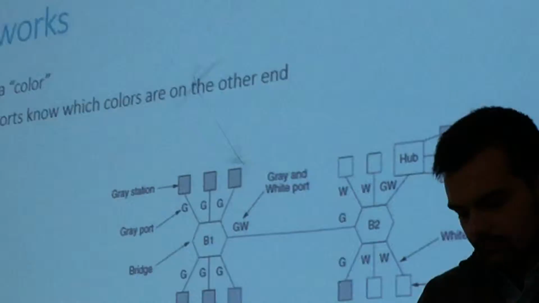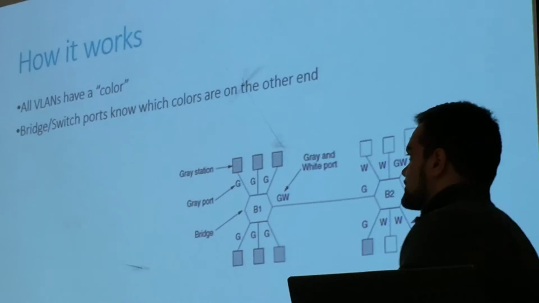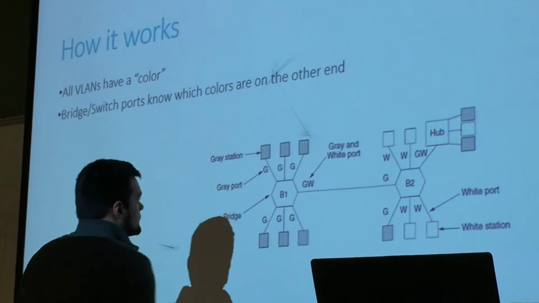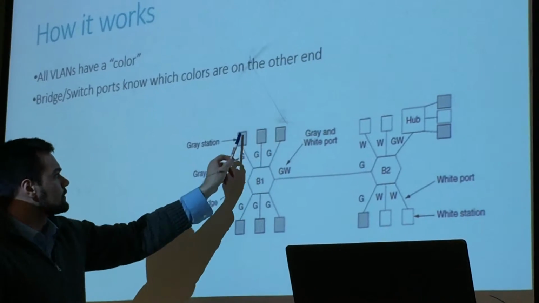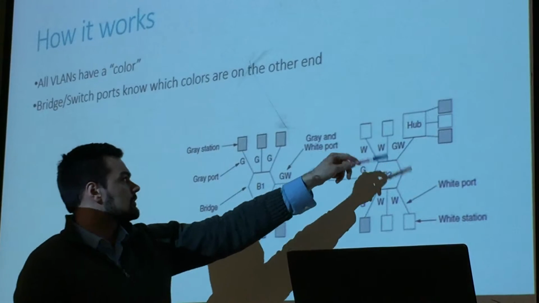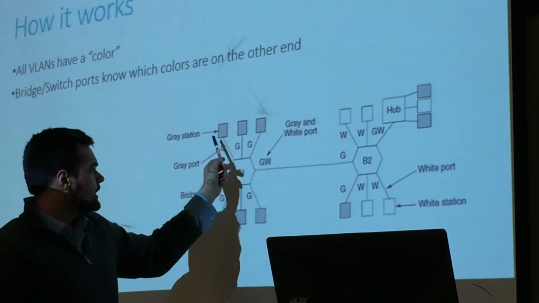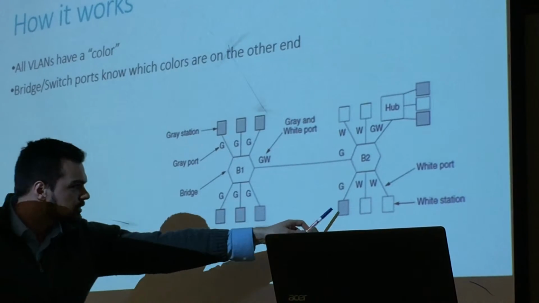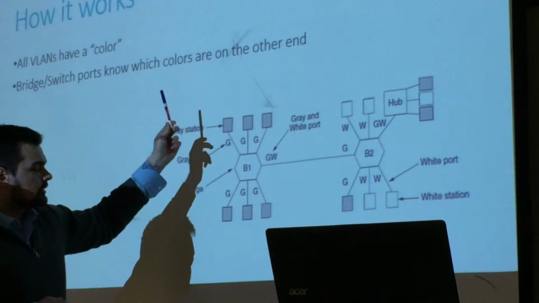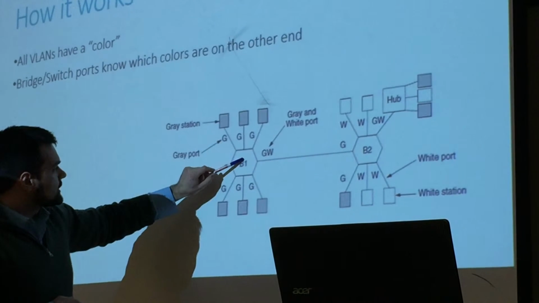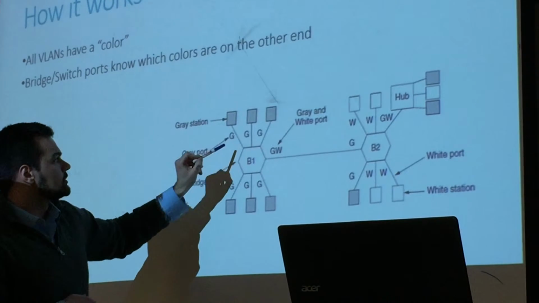The way they work is they give each port on the switch a color. So let's say this is you. All these gray ones are considered one virtual LAN, and then all the white ones are considered another. So if you're gray and you want to communicate with this one, first you're going to send it to your switch or your bridge, whichever you want to call it. And the bridge is going to look around and see that none of these computers are what you want to go to.